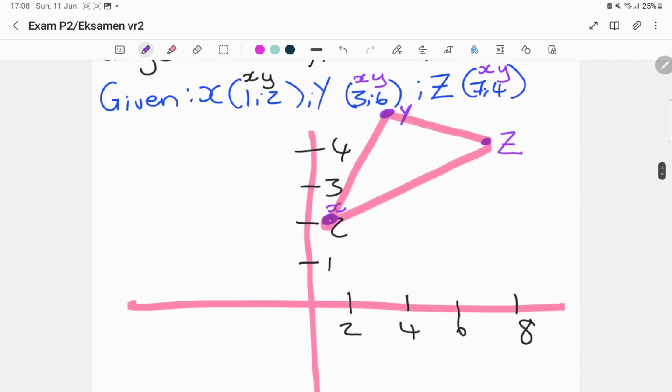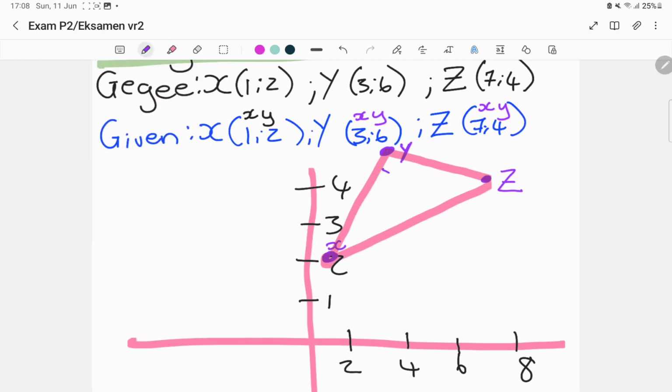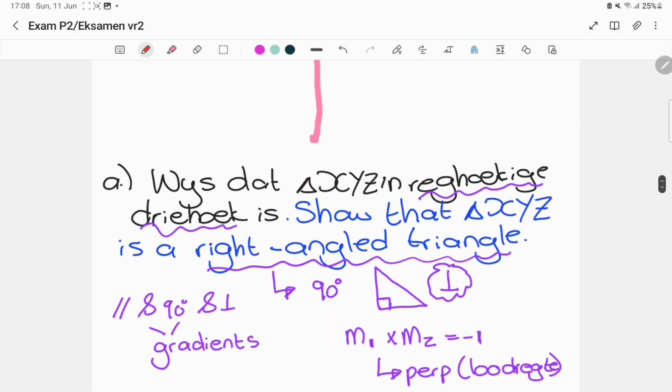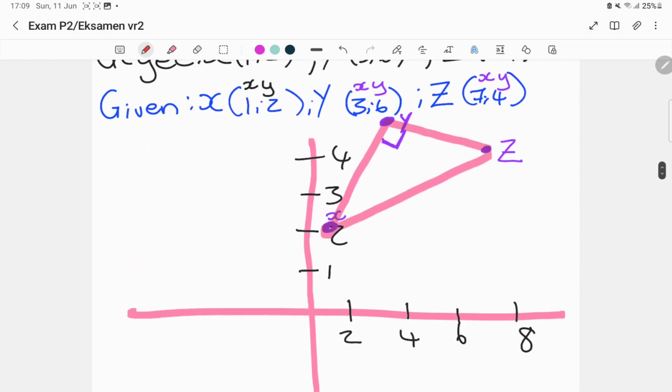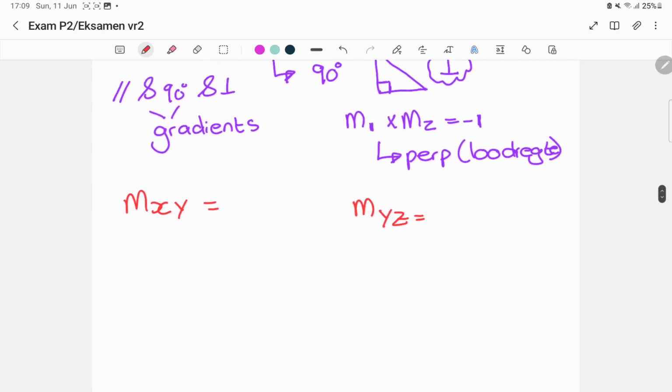Let's quickly look at our triangle. Where do you think most likely will be a 90-degree angle? I will say right here. Which means that line XY has to be perpendicular to YZ, because those two lines will form my 90-degree angle. So the first thing we have to do is calculate the gradient of XY. Ons gaan die gradient gaan uitwerk van XY. And we're going to calculate the gradient of my second line, which will be YZ.